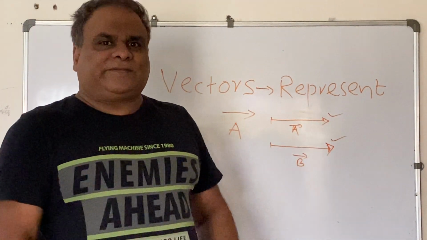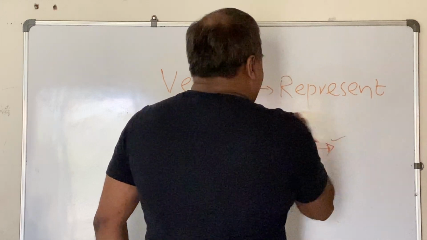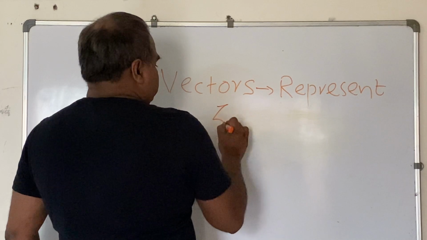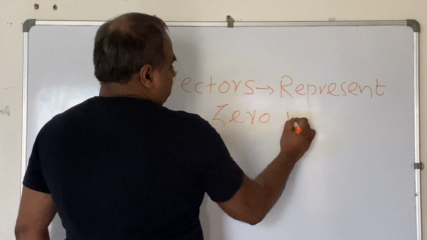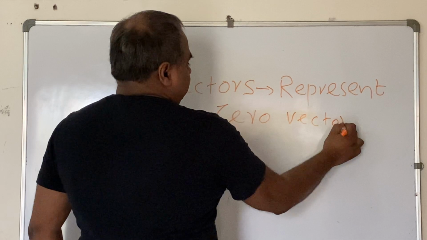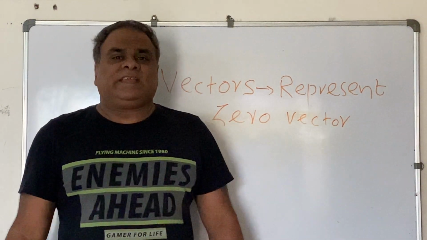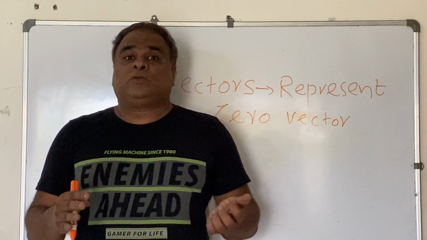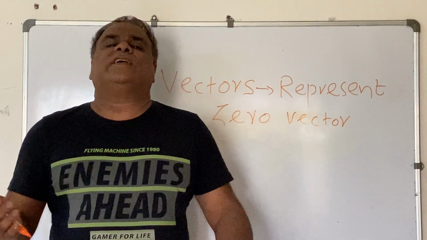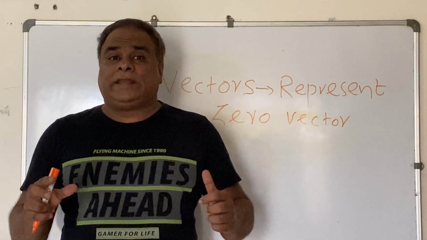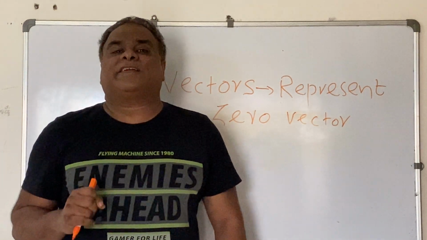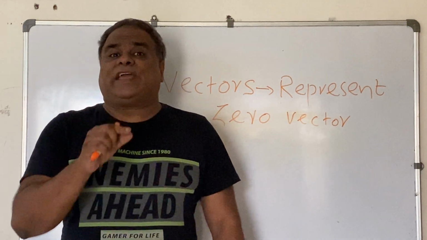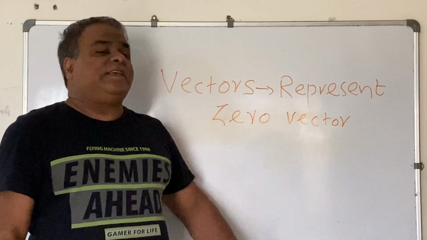Now, zero vector. The next concept is the zero vector. So what is a zero vector? From its name itself, you can tell, a vector whose magnitude is 0 is called a zero vector. So there is no magnitude, but there is direction for a zero vector. Such vectors we call zero vectors.